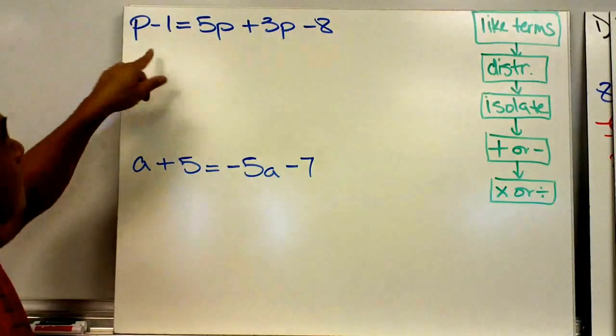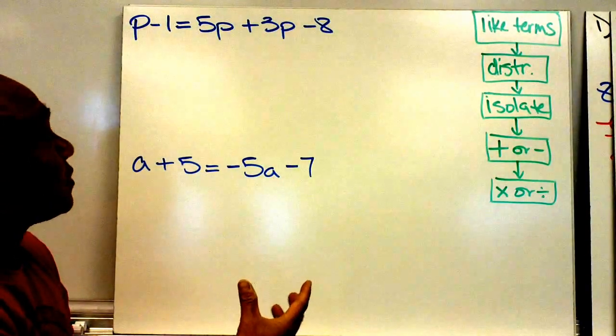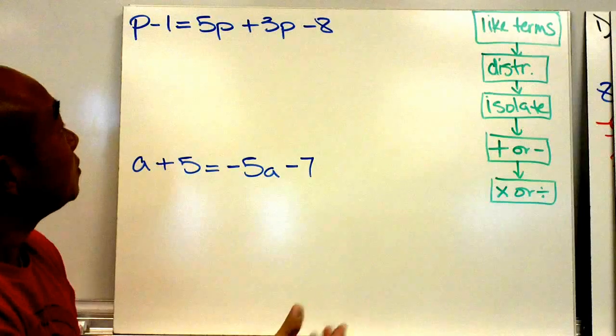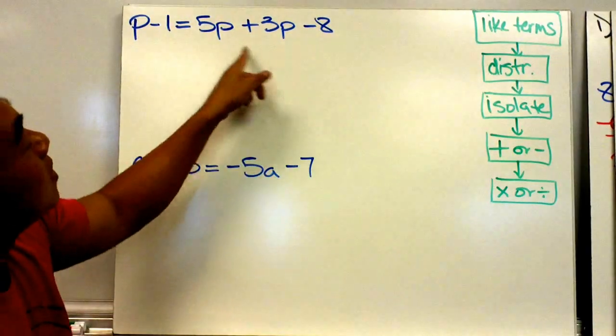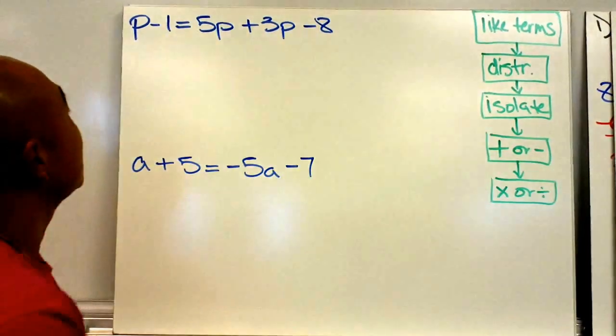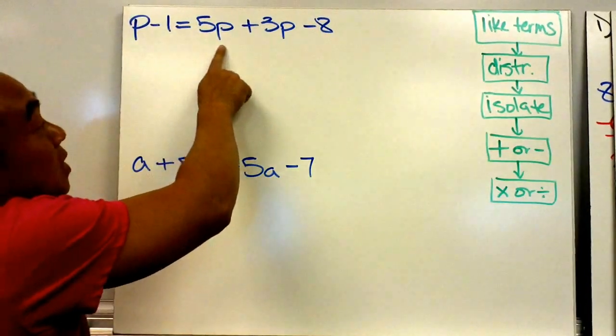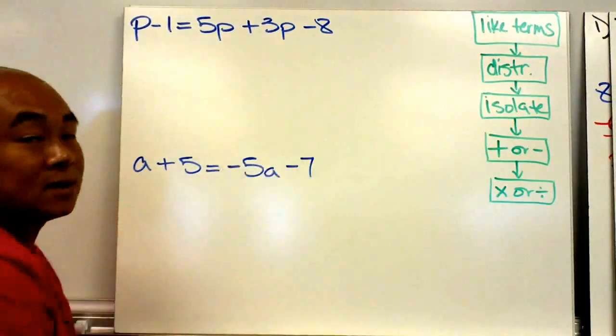Alright, next, let's go ahead and use a much different type of problem, where we now have a couple of things that we have to do first before we actually get into our final steps here. So here I have p minus 1 is equal to 5p plus 3p minus 8.